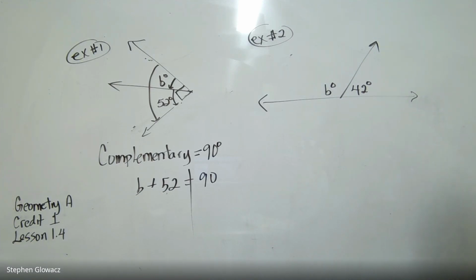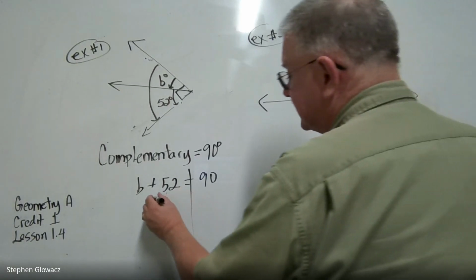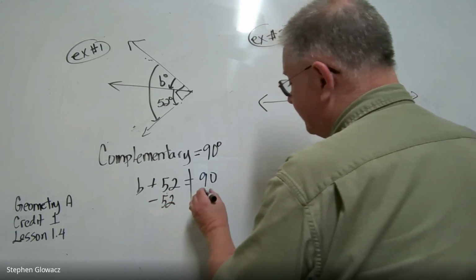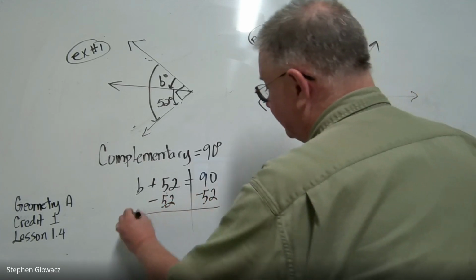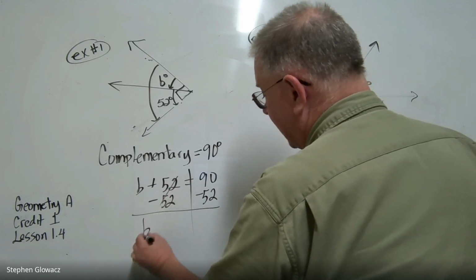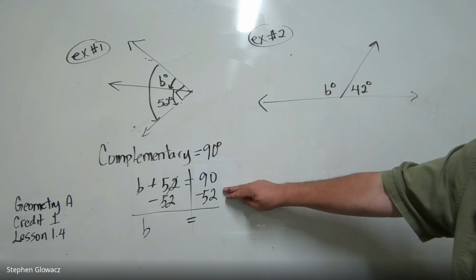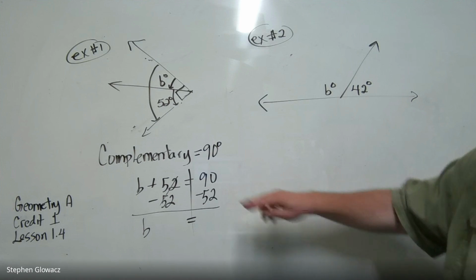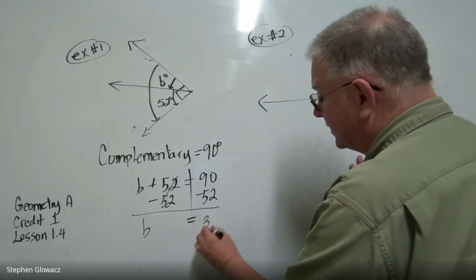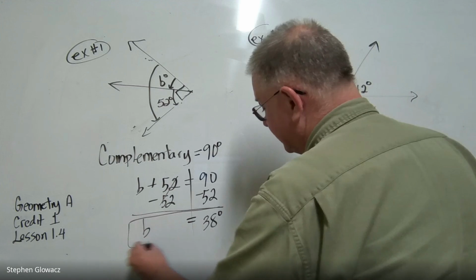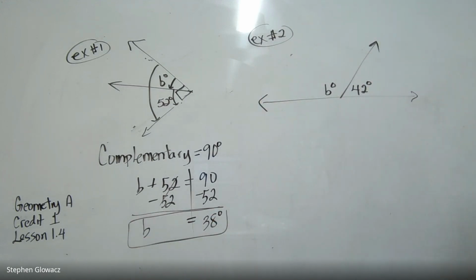And then just one step to solve. We have a positive 52. The opposite of adding 52 is to subtract 52. The 52s cancel out, and we have 90 minus 52, which gives us 38. And so B is 38 degrees. That would be the measure of angle B. All right, so now onward to our next example for problem number 2.